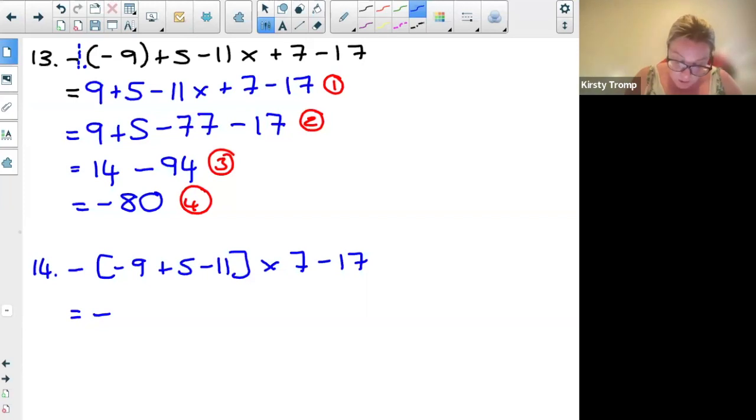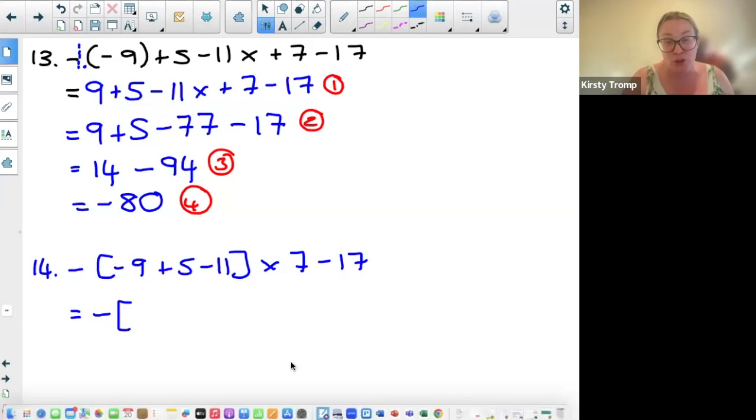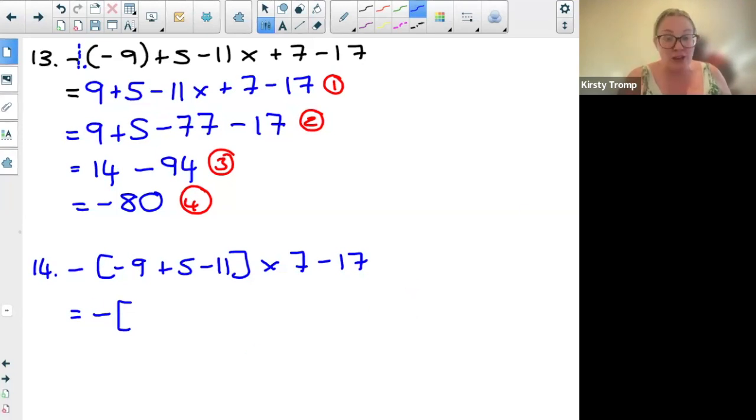So I'm going to put this bracket back here because I'm going to do -9 plus 5 minus 11. Oh, that's a lot of work to do in one sum, but I'm going to try do it anyway, okay? So -9 minus 11, that to me is a little bit easier. -9 minus 11 is -20, and -20 plus 5 gives me -15. Times by 7 minus 17.